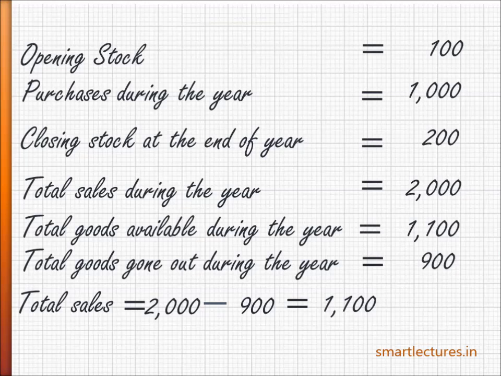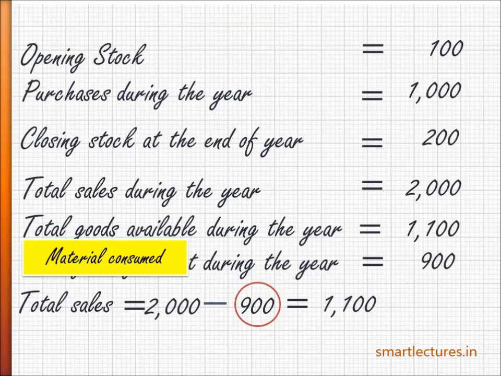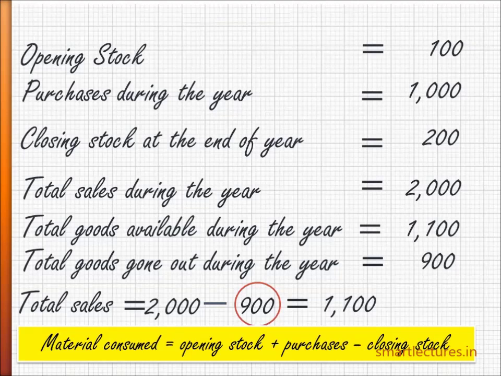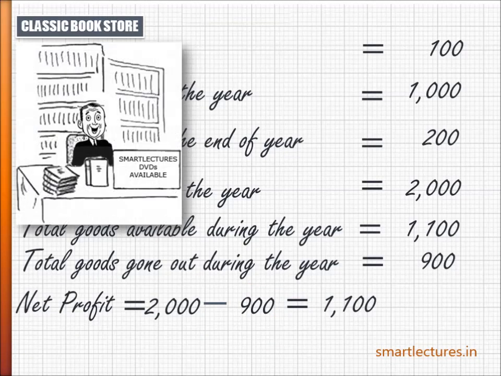And the amount of this 900 will be called material consumed. Material consumed means opening stock plus purchases minus closing stock. That's called material consumed. Suppose you are running a bookshop, so you can say that my material consumed was rupees 900 and my sales were rupees 2000.